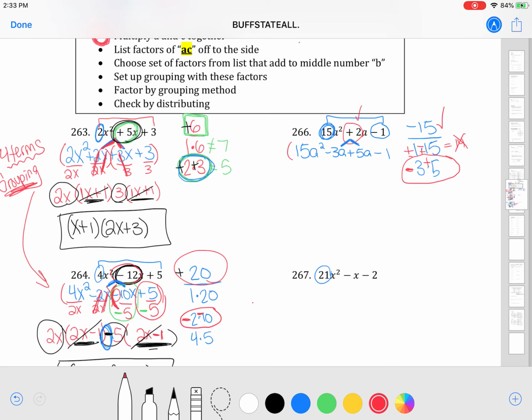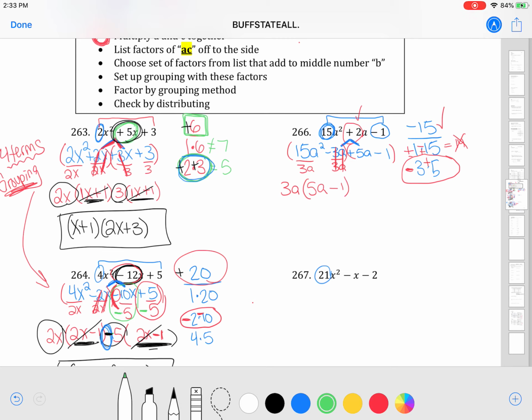Okay, so now I have 4 terms, so I'm ready to group. I group my first 2, and I group my second 2 terms. My GCF of the first group is 3a, so I take that 3a out, bring it down in front of a parentheses, and I divide. 15 divided by 3 is 5, a squared divided by a is a. Here, everything cancels, but I still need to put that minus 1 there.